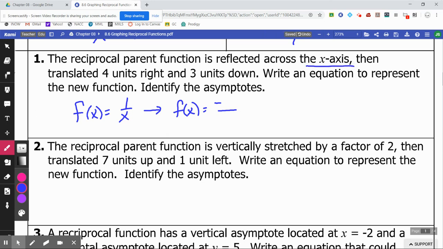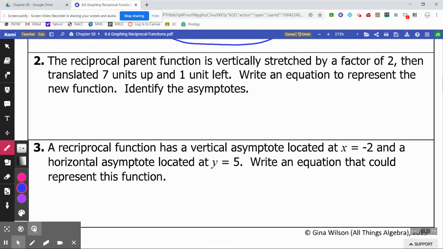It is then translated 4 units to the right. To translate it 4 units to the right, we'll put a minus 4 on the x value. We're going to translate it 3 units down, so the whole function is subtracted 3. And that's all that's done, so the top is going to be a 1. There's your new function.